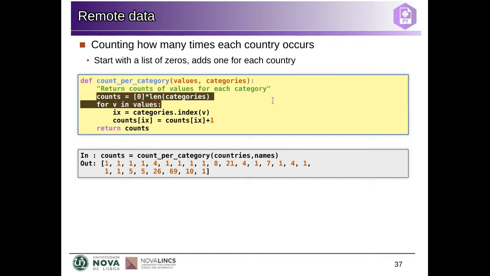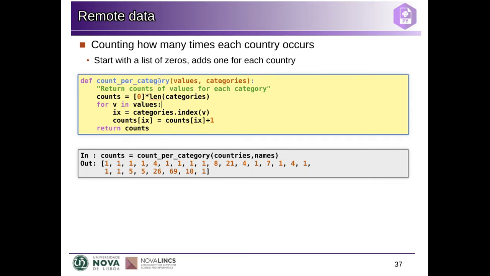So we're going to start with a list of counters that all start at 0. So we need as many counters as categories that we have. And we can do this easily by multiplying a list with only one 0 by the length of the categories. Because if you multiply a list by an integer, you get a repetition of that list, that number of times. So if there are 10 categories here, we'll get a list with 10 zeros.